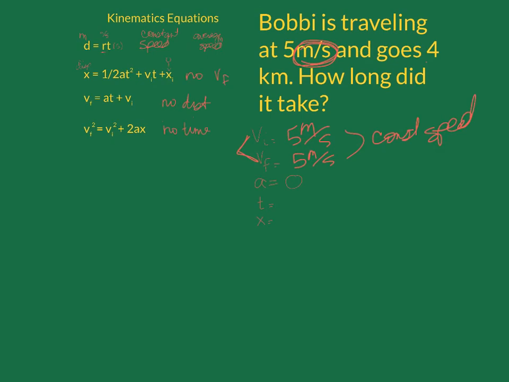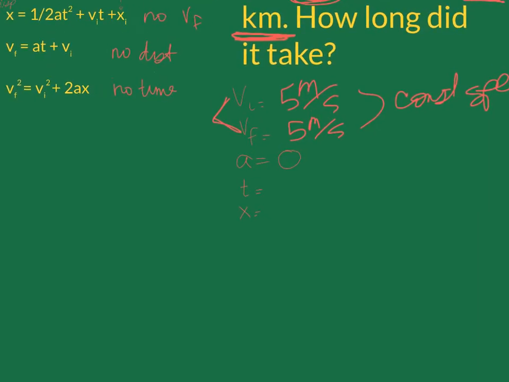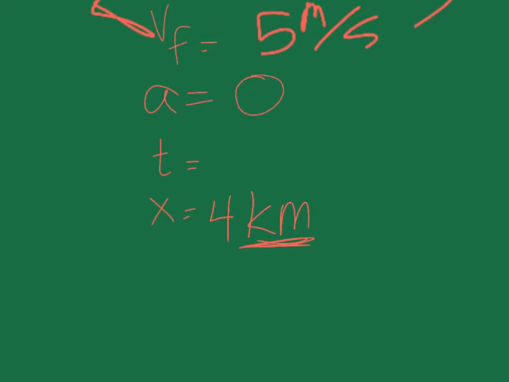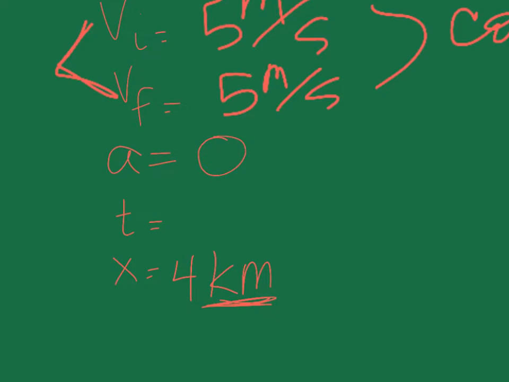And she goes 4 kilometers. What do we measure in kilometers? Yeah, that's going to be a distance. So we're going to go ahead and write 4 kilometers. Did you notice something, though? 4 kilometers. What do we have to do? Okay, we need to make sure that our distance and our speed have the same distance unit.